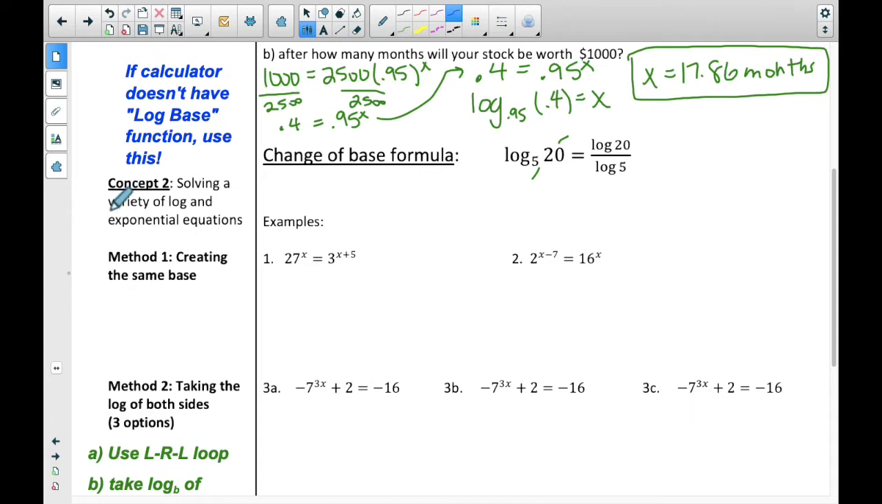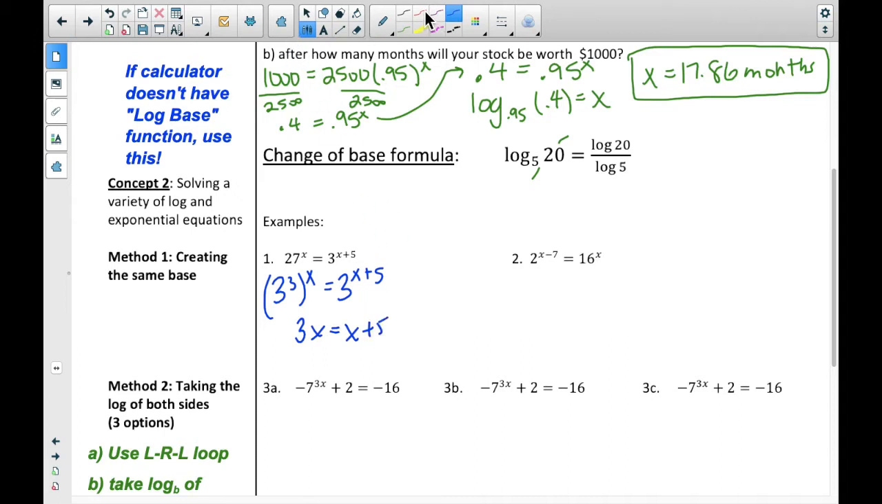How do we solve equations? There are several methods, and it just depends on how the problem is set up. One method is to create the same base. So we've done this a little bit before when we had some rational exponents, but in this case, 27 is 3 to the third. And so if we change that base, then we have them both in the same base, and then we can just say that 3x is equal to x plus 5.